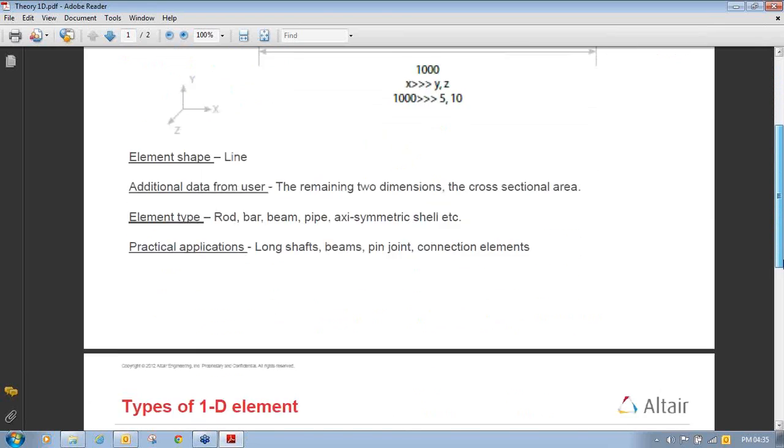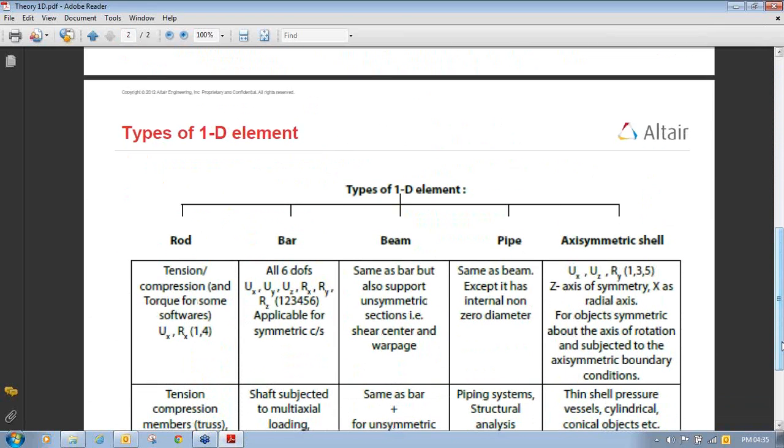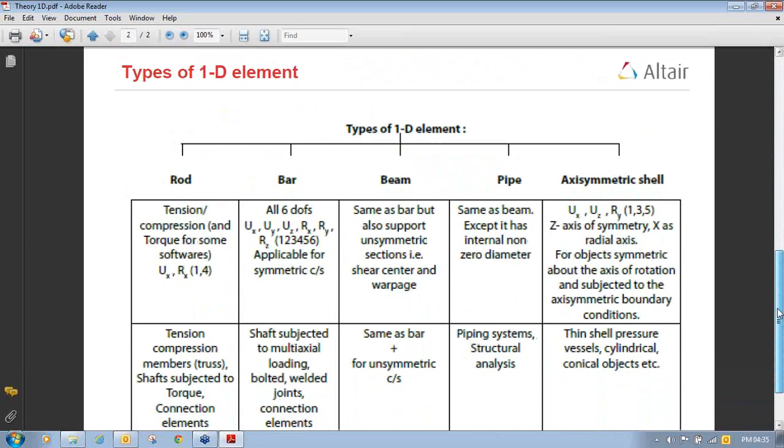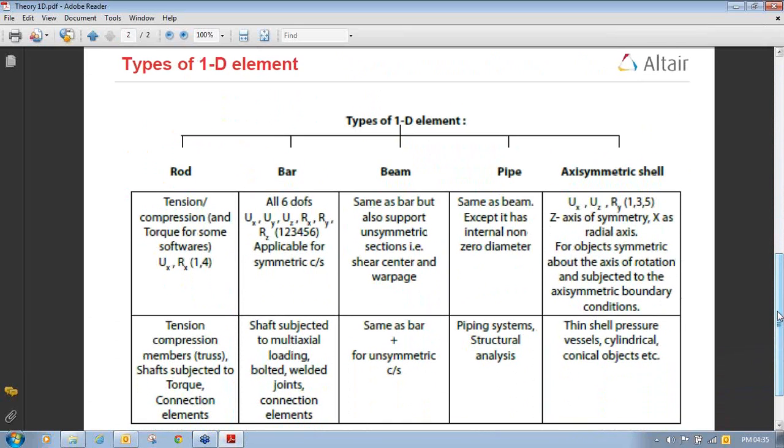Then the second topic of discussion is types of 1D element. There are different types of 1D element available in Hyperworks. We will discuss them one by one. So the first type available in Hyperworks is the rod element. Rod element supports tension, compression, loading.